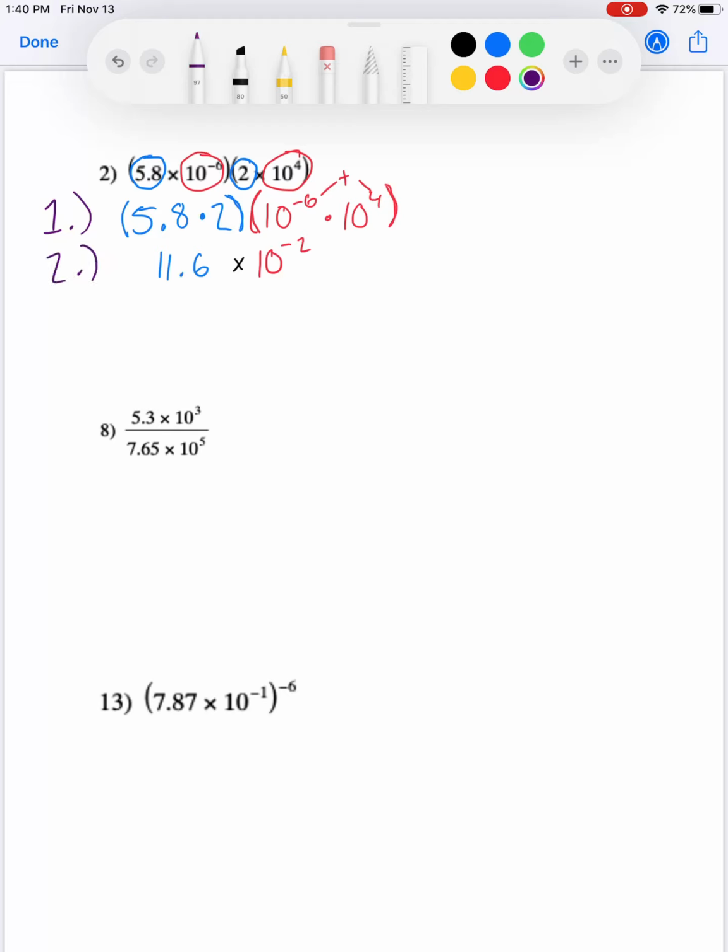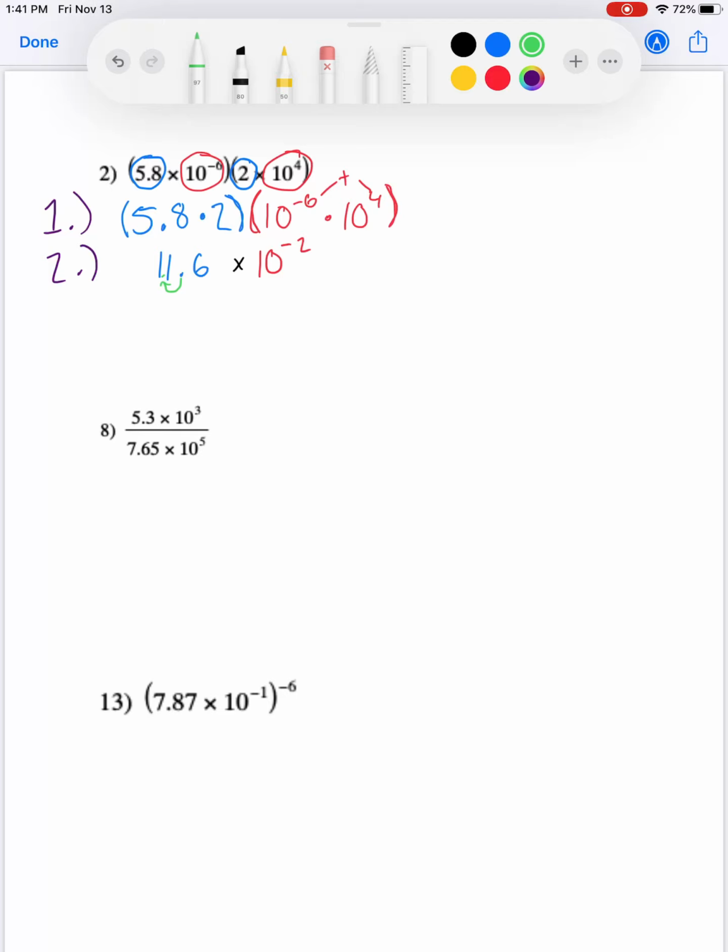Now, this looks like it could be our answer, but there's one more step that we need to do. When we're writing our answers in scientific notation, we need to make sure we only have, in the coefficient, one non-zero number left of the decimal. So here we have 11.6, but we only want one actual digit left of that decimal. So I'm going to move this decimal point one place to the left, so it's 1.16.